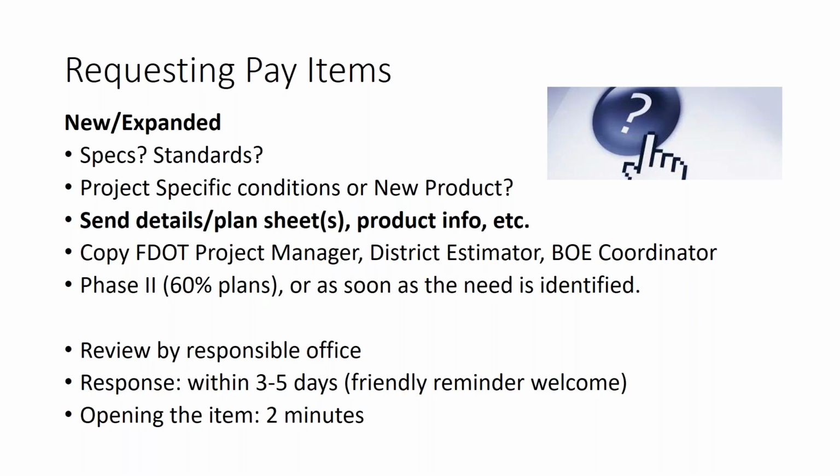Oftentimes, we will ask the responsible office to review something. If it's a drainage item, we want to get input from the drainage office. If it's a structures item, we may want to get input from the structures office. These responsible offices are very busy with many activities, but they do respond generally within 3 to 5 days. If it goes beyond that, a friendly reminder is always welcome. Actual opening of the pay item generally only takes us a few moments once we have received approval from the responsible office.